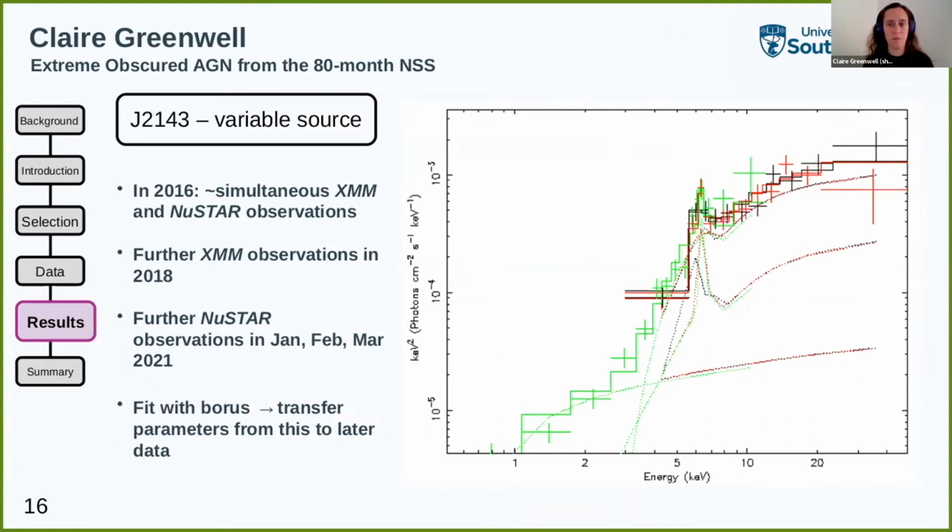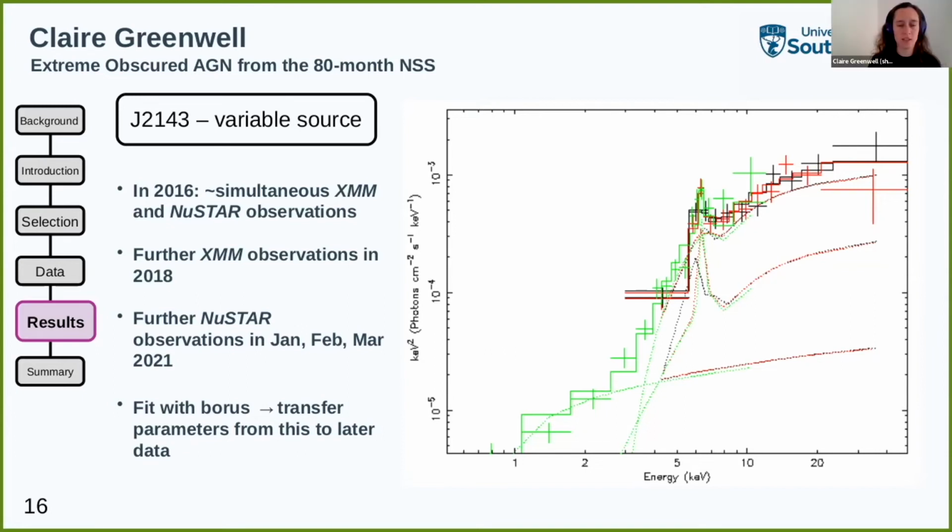So now just a little bit about this variable source. This one had, in 2016, simultaneous or approximately simultaneous XMM and NuSTAR observations, and that's the spectrum you can see on the right. Then it had more XMM observations in 2018, and then in 2021, 3 more NuSTAR observations in quite quick succession. It's quite near an interesting variable source, so it just ends up getting a lot of these rapid observations, which is really nice and lucky for us, and a good side effect of it being in the Serendip catalog.